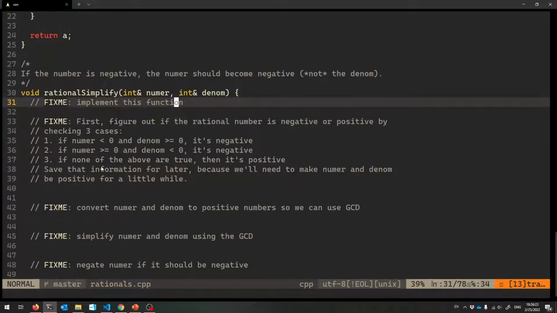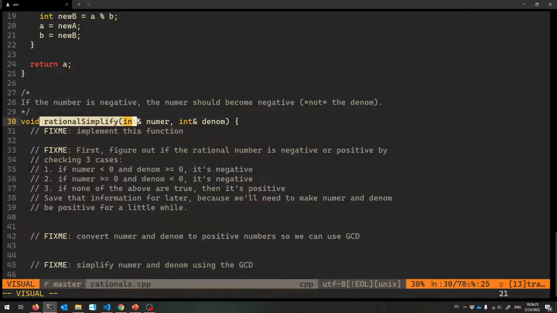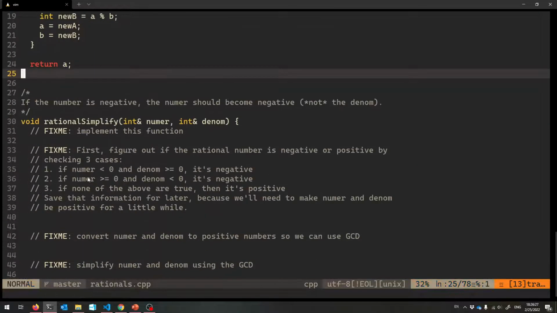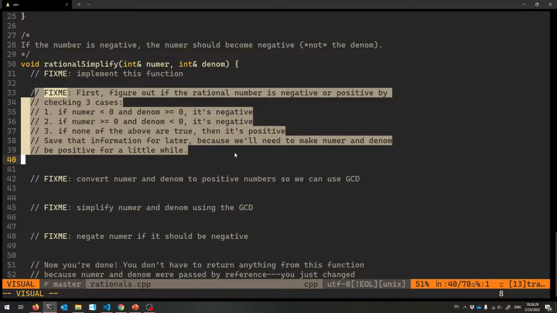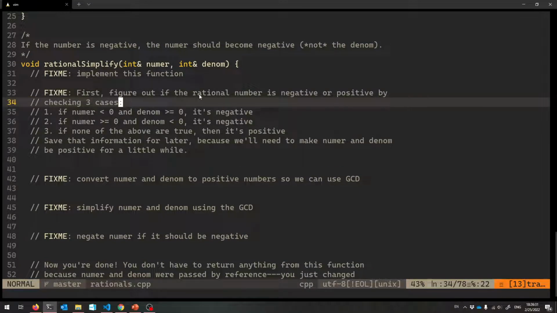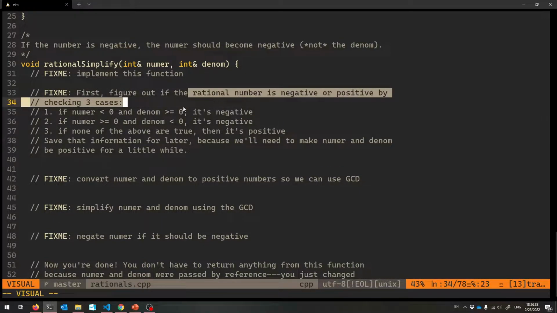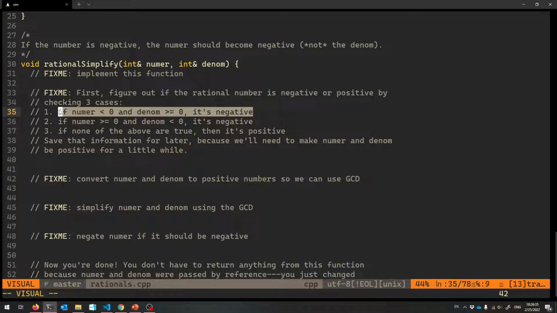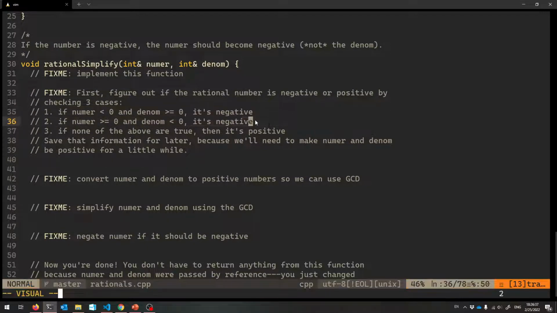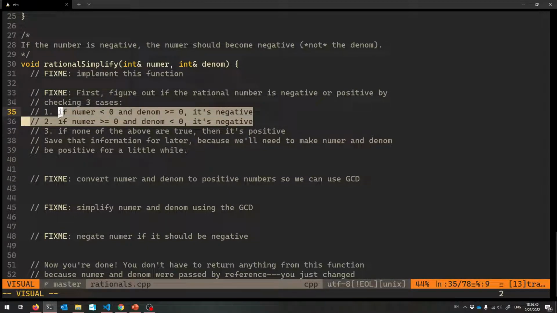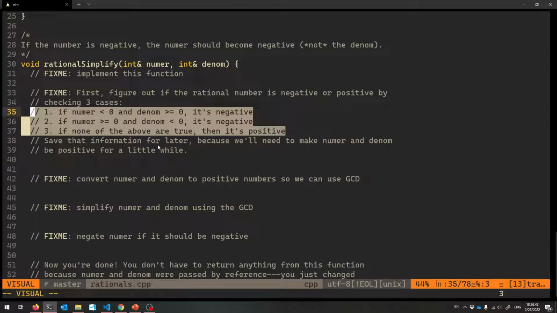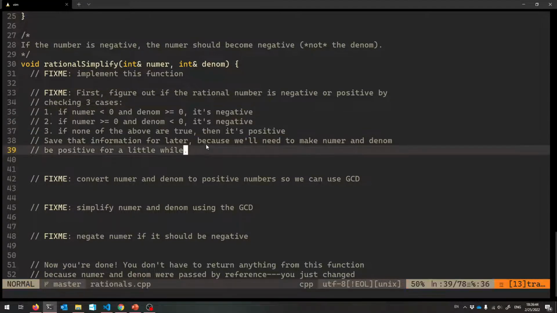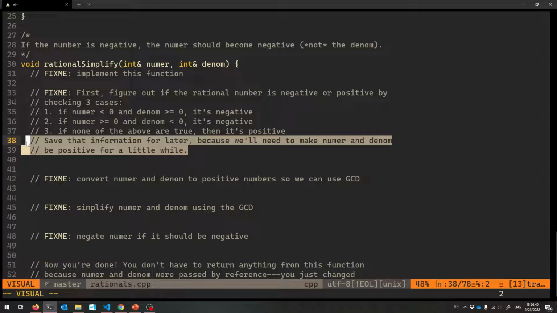So essentially, rational simplify is you dividing by the GCD after worrying about negation, about negatives, okay? So you have to worry about whether or not the rational number is negative or positive by checking the cases. So the negative sign might be both places, might be on the top or the bottom right now. You have to figure out which case you're in. So check all of those. And then you have to save that information for later.